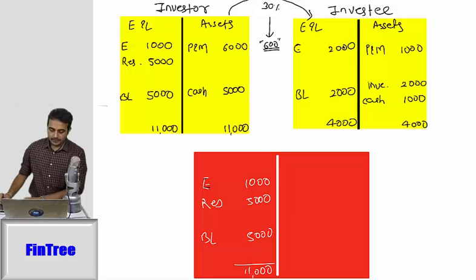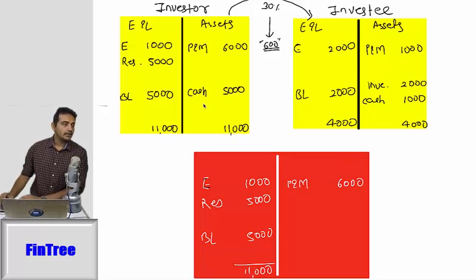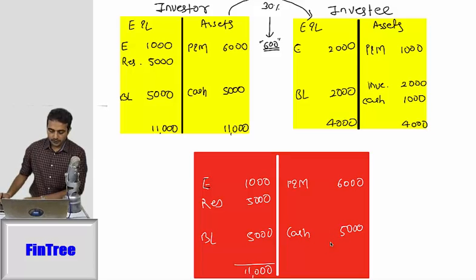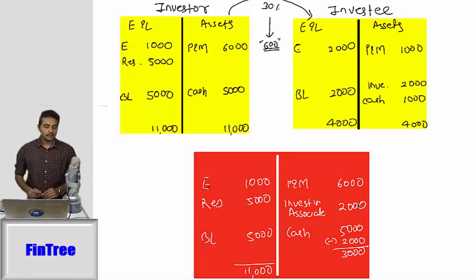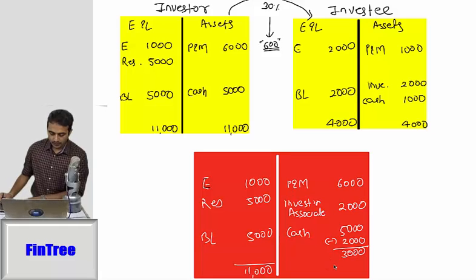Then next, assets, plant and machinery 6,000, nothing changed. We are not bringing in the assets of the investee onto our balance sheet, but your cash, which was originally 5,000, now will reduce by 2,000 and it will become 3,000. And then we will have a sub line item here which we will call investment in associates, which would be 2,000. And that's how the total of the balance sheet is 11,000.